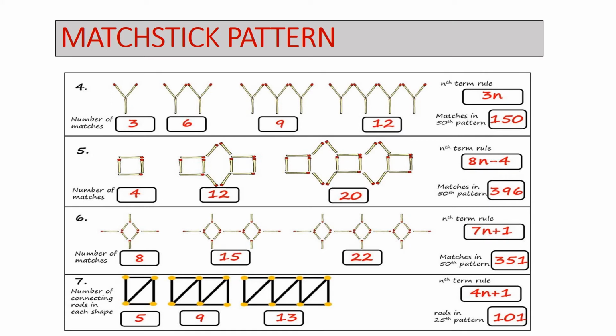Now a few more patterns you can see here. The first pattern has a Y written here, so you need 3 matchsticks. The second pattern needs 6, so there is an increase of 3. The first one is 3 only, so you can just write 3 into n. 3 into 1 is 3, 3 into 2 is 6, 3 into 3 is 9, 3 into 4 is 12 and so on.